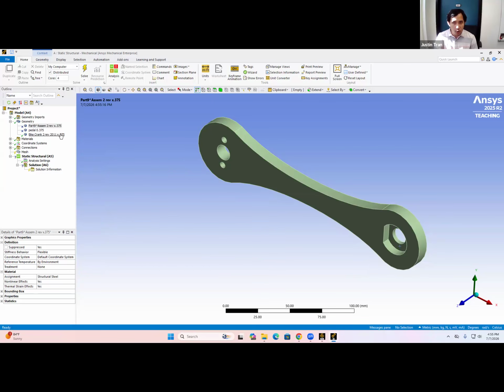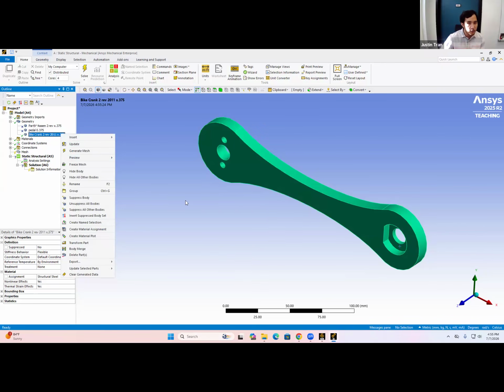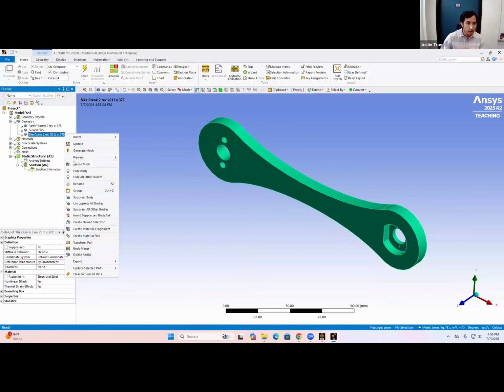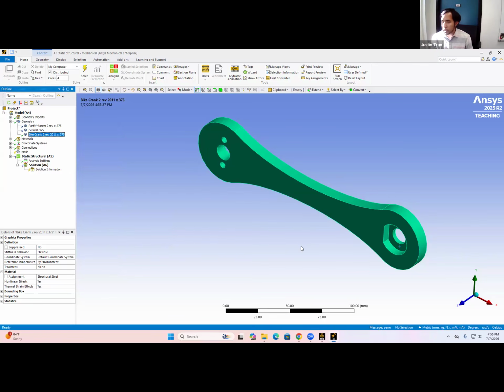Alternatively, and for this activity, it's not that useful just because we only have 3 parts. But if you're going to be suppressing a lot of parts, another way you can do it is, if you know which part you're going to focus on, you can right click on the part and click on this button here for suppress all other bodies. And so that suppresses everything else as well.